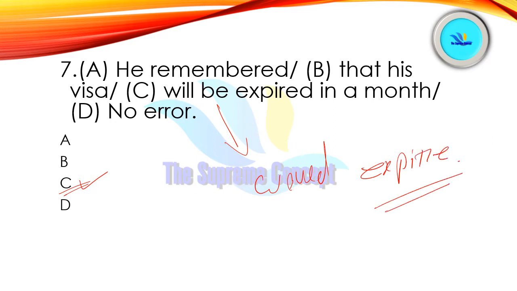Because the sentence is in past tense. So we will say he remembered that his visa would expire in a month. Alright, so would expire is the correct answer here, and part C is correct. So option number C is correct here.